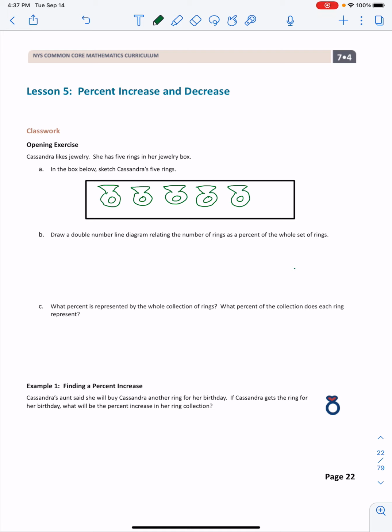It says draw a double number line diagram relating the number of rings as a percent of the whole set of rings. So I draw 2 lines, okay? The first is 0 and 0. Top is going to be percent, and the bottom is going to be rings.